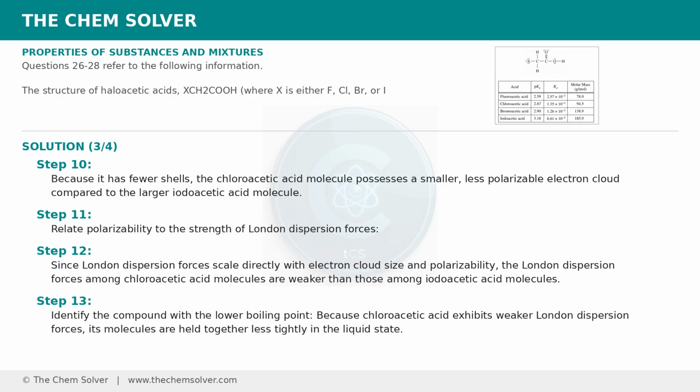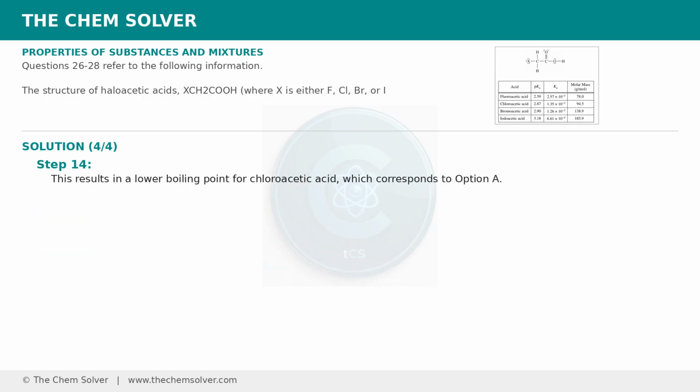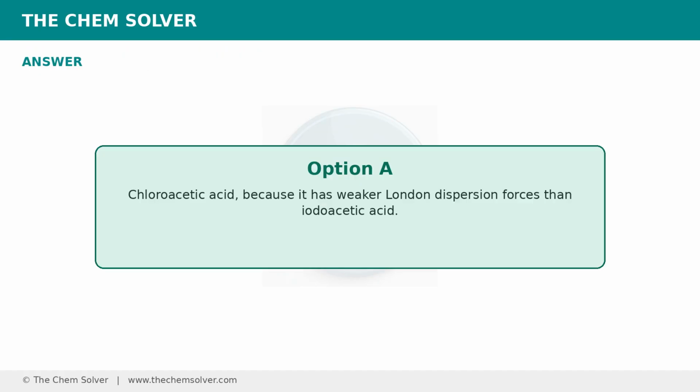Identify the compound with the lower boiling point. Because chloroacetic acid exhibits weaker London dispersion forces, its molecules are held together less tightly in the liquid state. This results in a lower boiling point for chloroacetic acid, which corresponds to option A. The correct answer is option A, chloroacetic acid, because it has weaker London dispersion forces than iodoacetic acid.